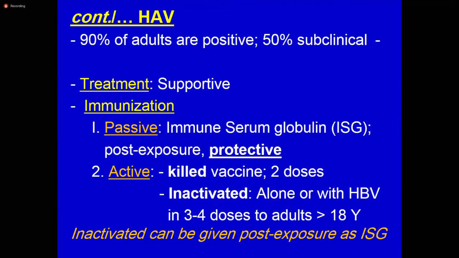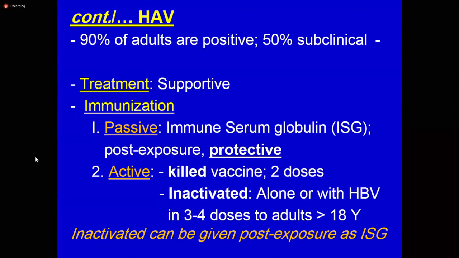So vaccine, I recommend vaccine to all individuals, to all children, because it is very important to protect them. It is a very communicable condition, infectious, as I said, infectious hepatitis. Now, immunization, you can use passive, immunoglobulin, immune serum globulin, ISG, which is protective if any individual is exposed to the infection. When you use ISG, this can protect the individual.